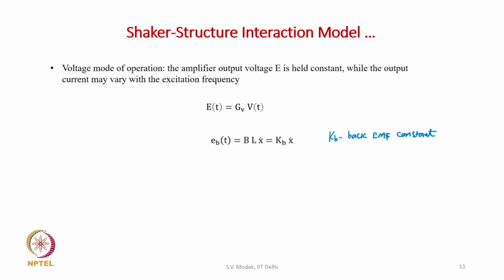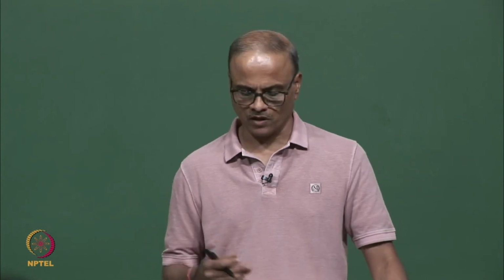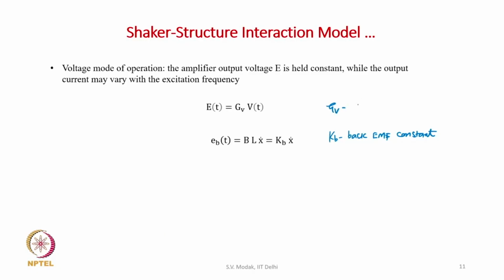So therefore Eb is proportional to the velocity, and we can write down Eb is equal to Kb into x dot. So Kb is a constant of the system, and it depends on the magnetic field and the conductor length, or the length of the coil. Here Gv also we should note is the gain of the power amplifier.